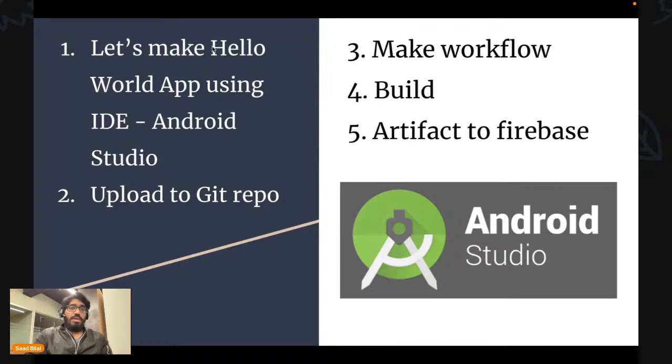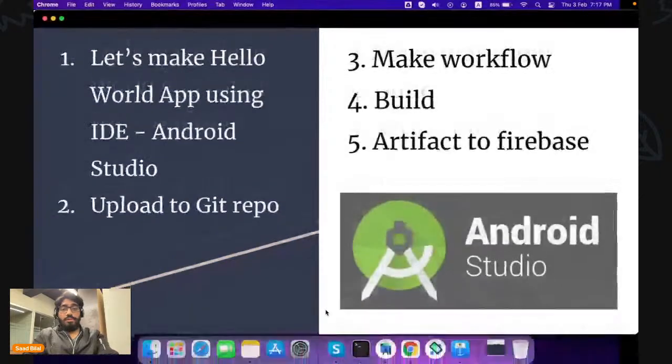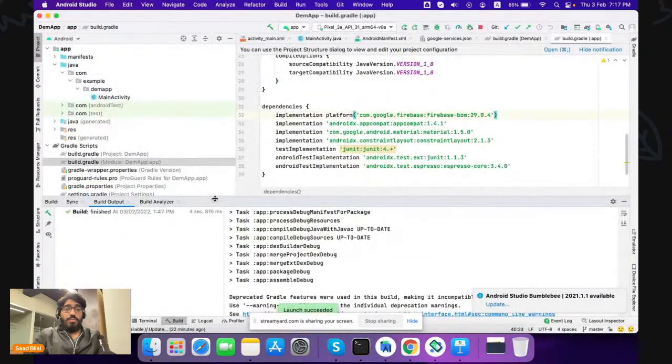Then let's move to make the Hello World program, because we have a long journey to pass on. Then we need to upload to a Git repo. Then we have to make the workflow. I'll let you know how you can have GitHub Actions intact, how you find the workflow, write the workflow, and what technologies we can use. Then we build the application. Then the last point is that we need to upload to Firebase as a build. So let's jump into the coding part.